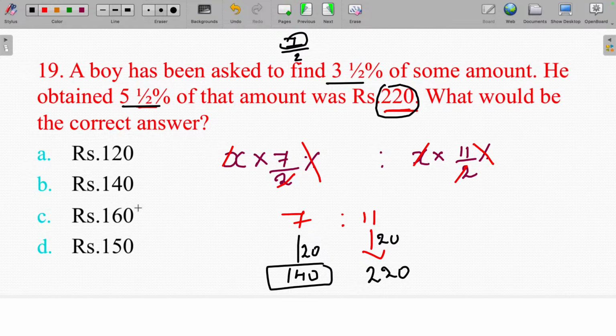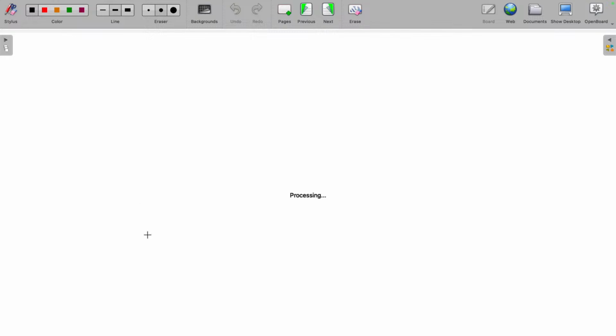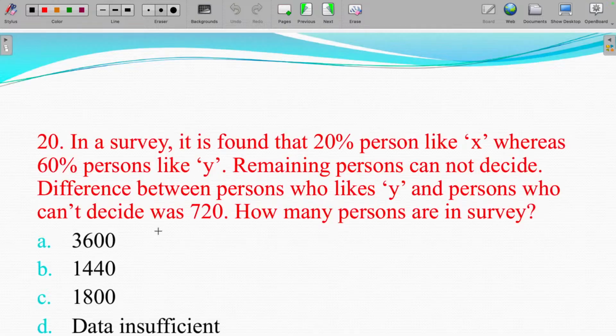Write on this. I think it's clear. Yes, sir. After writing, you should tell whether you have finished writing or not. This is also a very important question. You try, it is very easy actually. Easy question, but you try.